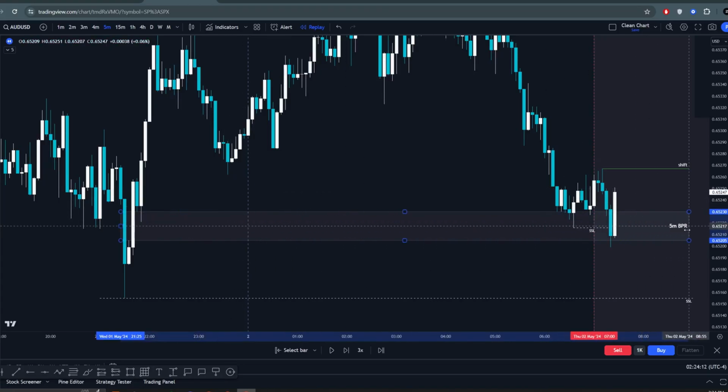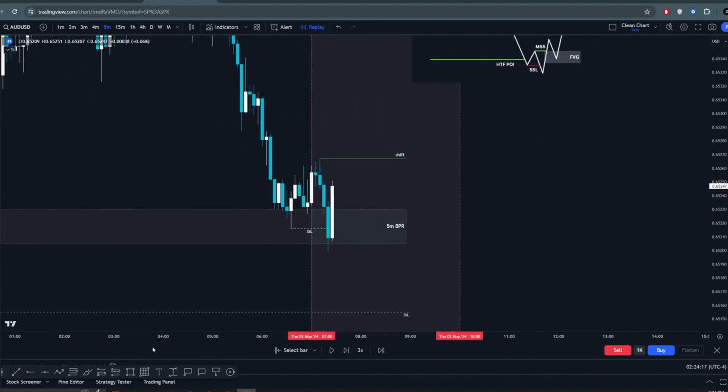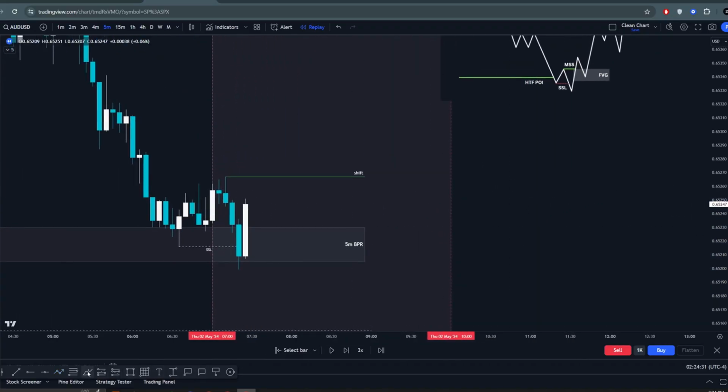This is a PD array that we expect the price to react. And as we can see, we have a beautiful reaction. Price tried to displace lower below this balanced price range, but it failed and is now trying to continue higher. This is our market structure shift.